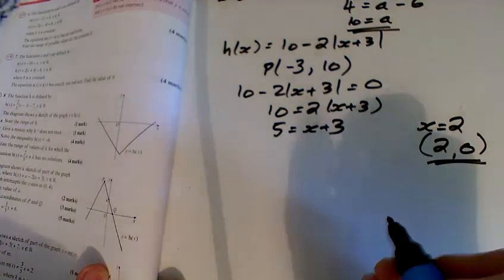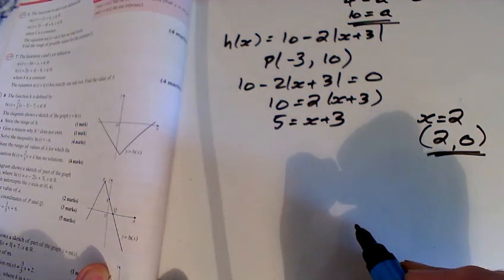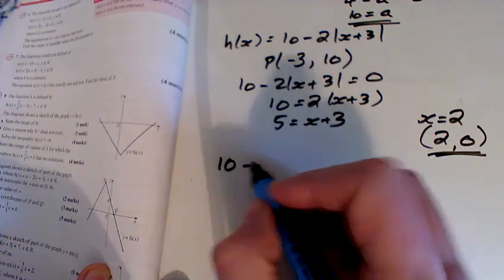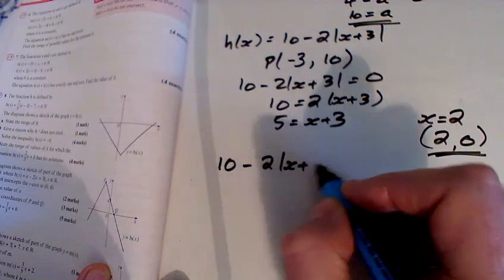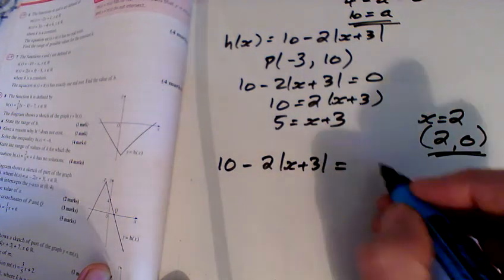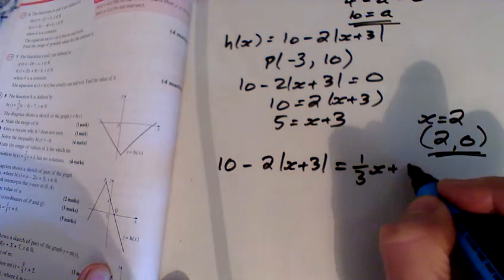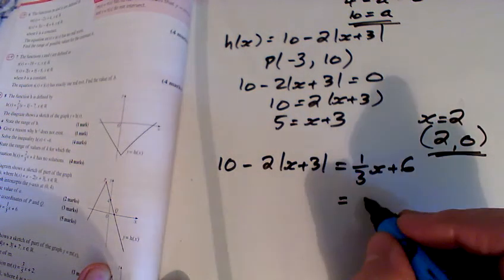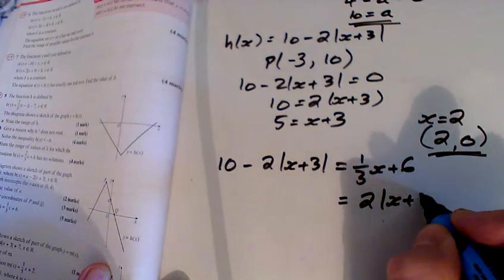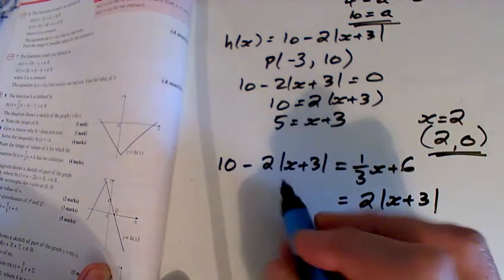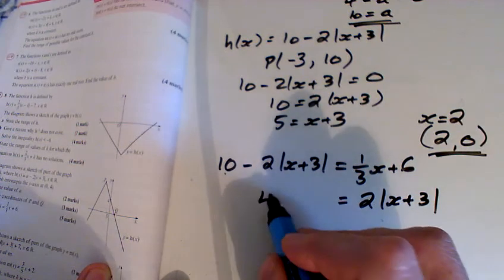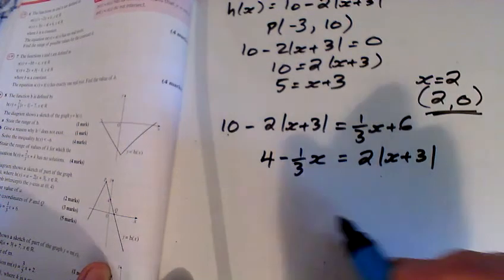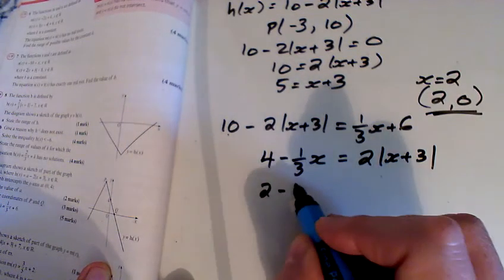And the last part is solve when does that equal 1/3 x plus 6. So lots to do here. So 10 take away 2 lots of the modulus of x add 3 equals 1/3 x plus 6. I'm going to add this whole block over to this side, so I'm going to get 2 lots of the modulus of x plus 3 over here, and I'm going to take that off the other side. 10 take away 6 is 4. 4 take away 1/3 of x. I can divide by 2 before getting too much further as well.